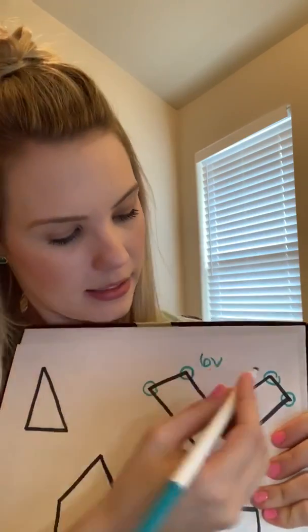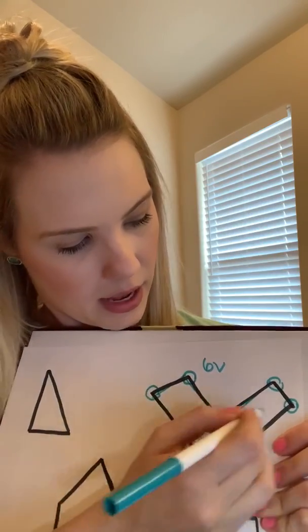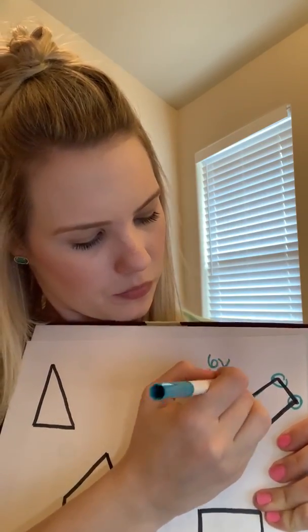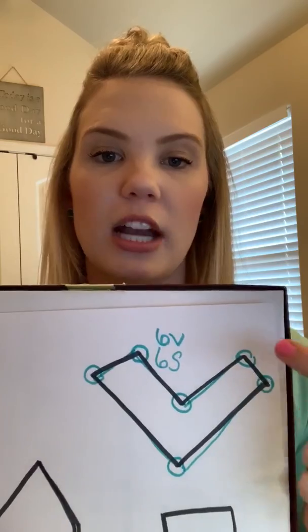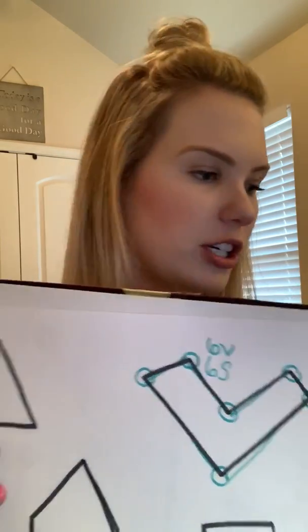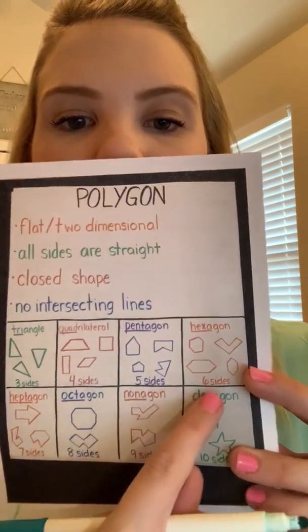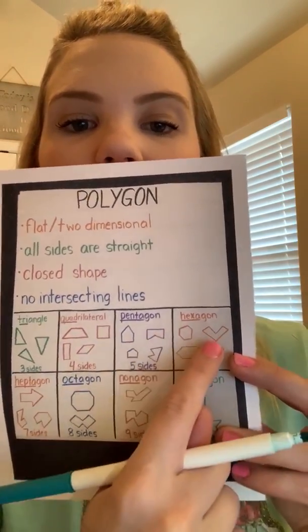And now let's see how many sides. 1, 2, 3, 4, 5, 6. So notice my strategy for each. I circled my vertices and I traced my sides. So this has 6 sides and 6 vertices. So if we check our chart, we're looking for 6 sides and 6 vertices. This makes that shape a hexagon. And if you look at that, it's actually on our chart.